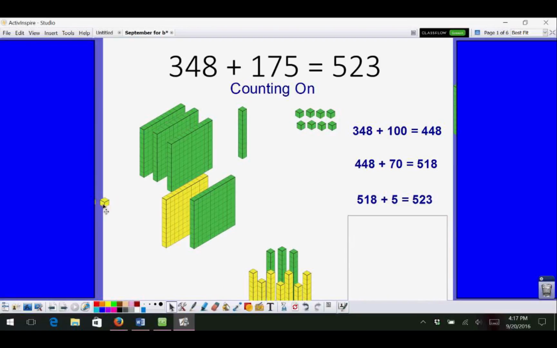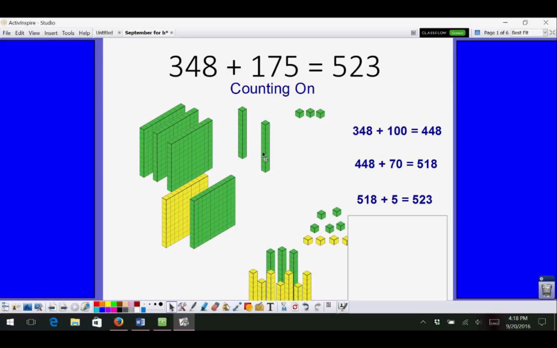Now I'm going to bring in my last 5. 523. Again, because I have too many units over here. Typically, I don't want more than 9 in that space. There's 5 of them. 6, 7, 8, 9. I'll get those 10 out of the way. Trade it for another rod. Here's my 523. I've built this as a physical model so you can see what's happening. But this is a strategy children can also use as mental math. 348, that's 448. 448 plus 70, 44 plus 7 is 51, so 518. 5 more takes me to 523.